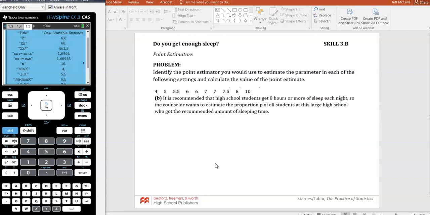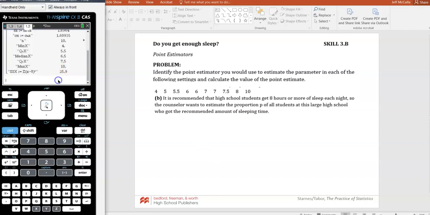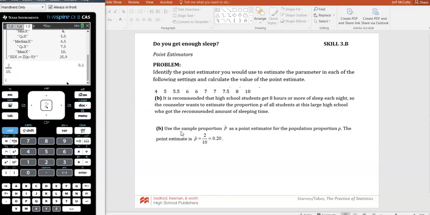It's recommended that high school students get 8 hours or more of sleep each night. You probably know that. The counselor wants to estimate the proportion of all students at the high school who got the recommended amount of sleep. So this would be, let's see, how many of those got at least 8? So 2 out of 10, 2 divided by 10. I guess I could use a calculator for that. So 20% it looks like. 20% is our p hat. And so 20% is our point estimate as well.